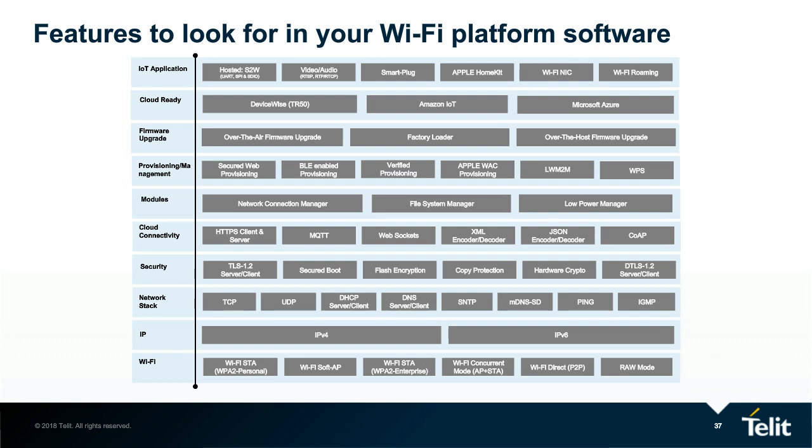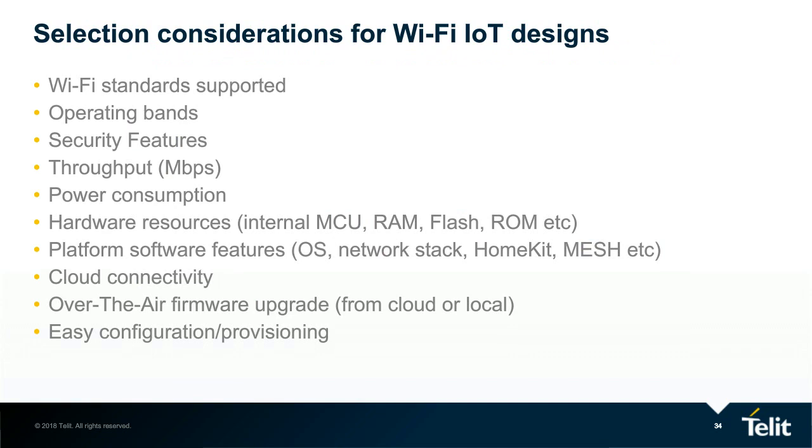Now, going back to the selection considerations, look at cloud connectivity. It's pretty tricky. Here you need to make sure the platform software provides all the building blocks for exchanging data with the cloud, for example HTTPS, MQTT, WebSockets, etc. It would be great if the vendor provides off-the-shelf cloud connection managers, as I talked about in the previous slide, providing off-the-shelf software modules for connecting to the DeviceWise cloud, the Amazon cloud, or the most commonly used cloud platforms. Now, over-the-air firmware upgrade.